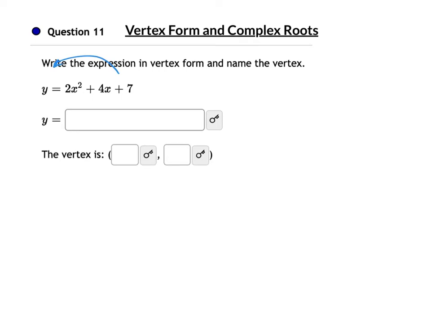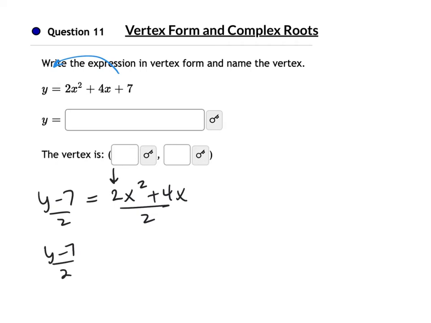Move the 7 over. We have y minus 7 equals 2x squared plus 4x. Make sure the coefficient of the squared term is 1, so I'll divide both sides by 2. Y minus 7 over 2 equals x squared plus 2x. Now we'll complete the square. Take half of 2, that's 1. Square it. 1 times 1 is 1. And add 1 to both sides.